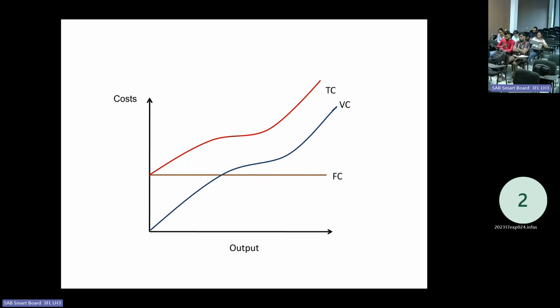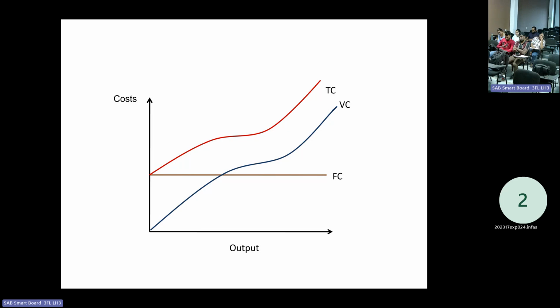And the red line denotes the total cost. How do you get the total cost? FC plus VC. So the total cost starts at the point where the fixed cost starts, because at zero output there is a certain level of fixed cost. The total cost means TFC plus TVC, starting from the initial point of the fixed cost. It's also an inverse S shape.